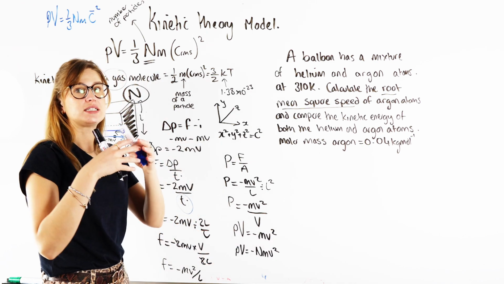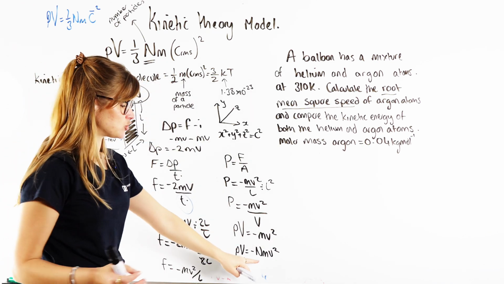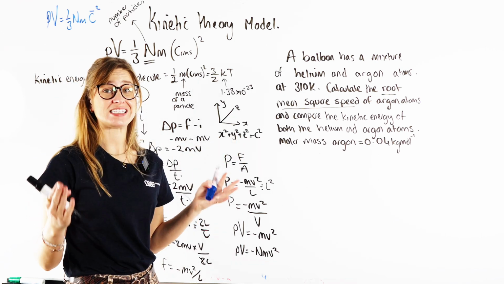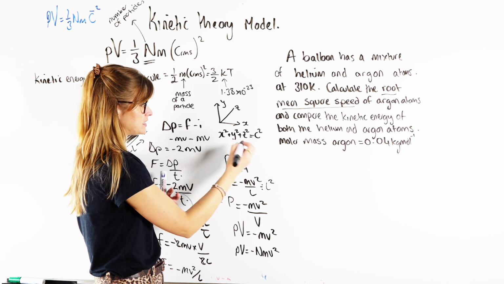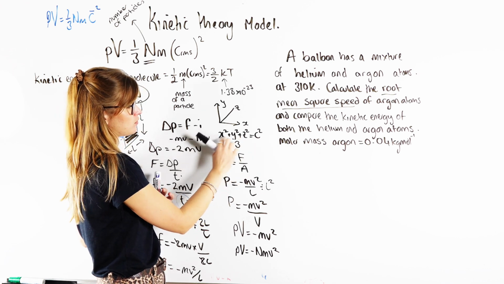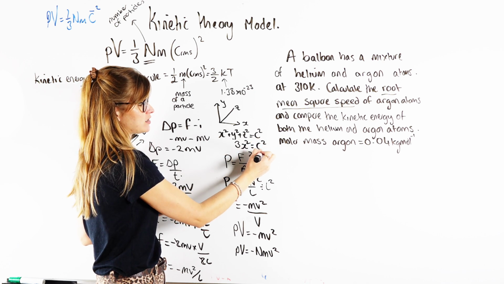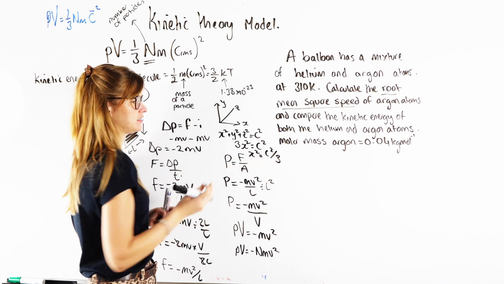So let's say we've got a massive amount of particles, so n is really large. What we can basically say is all the speeds, in all the directions, are the same. So what I can write now is that 3 times x squared is equal to c squared. So maybe x squared is now equal to c squared over 3. Do you see that?